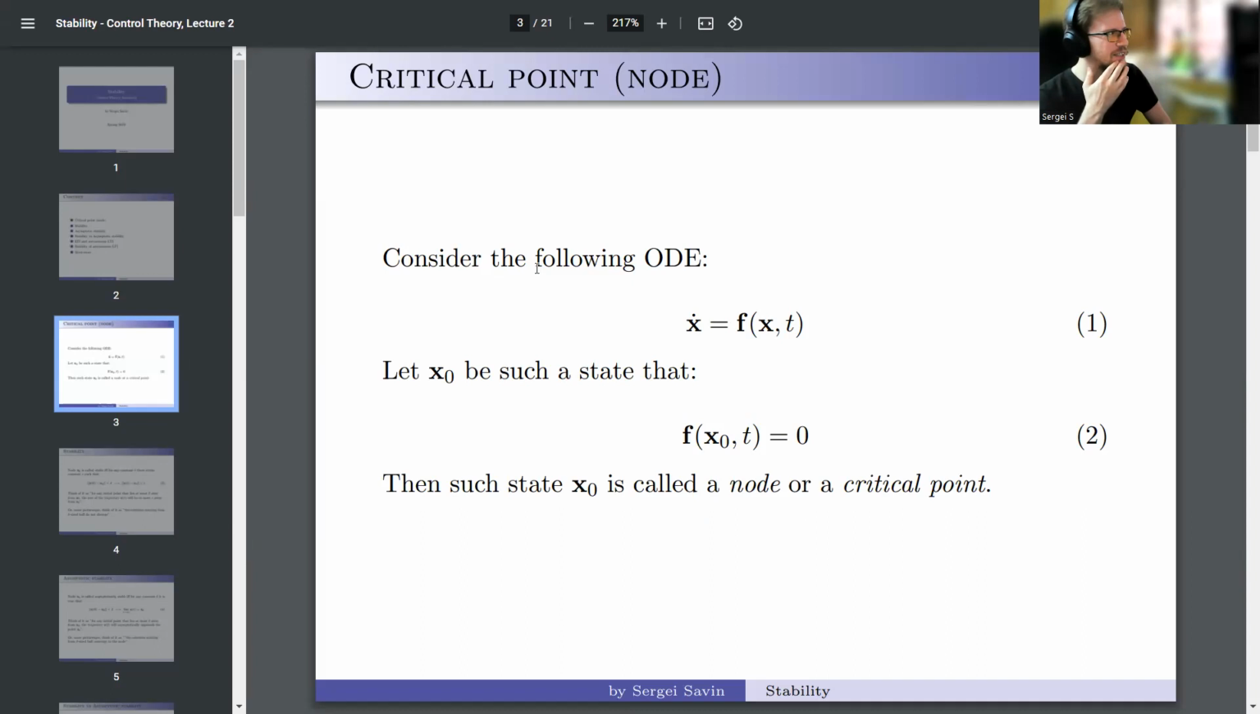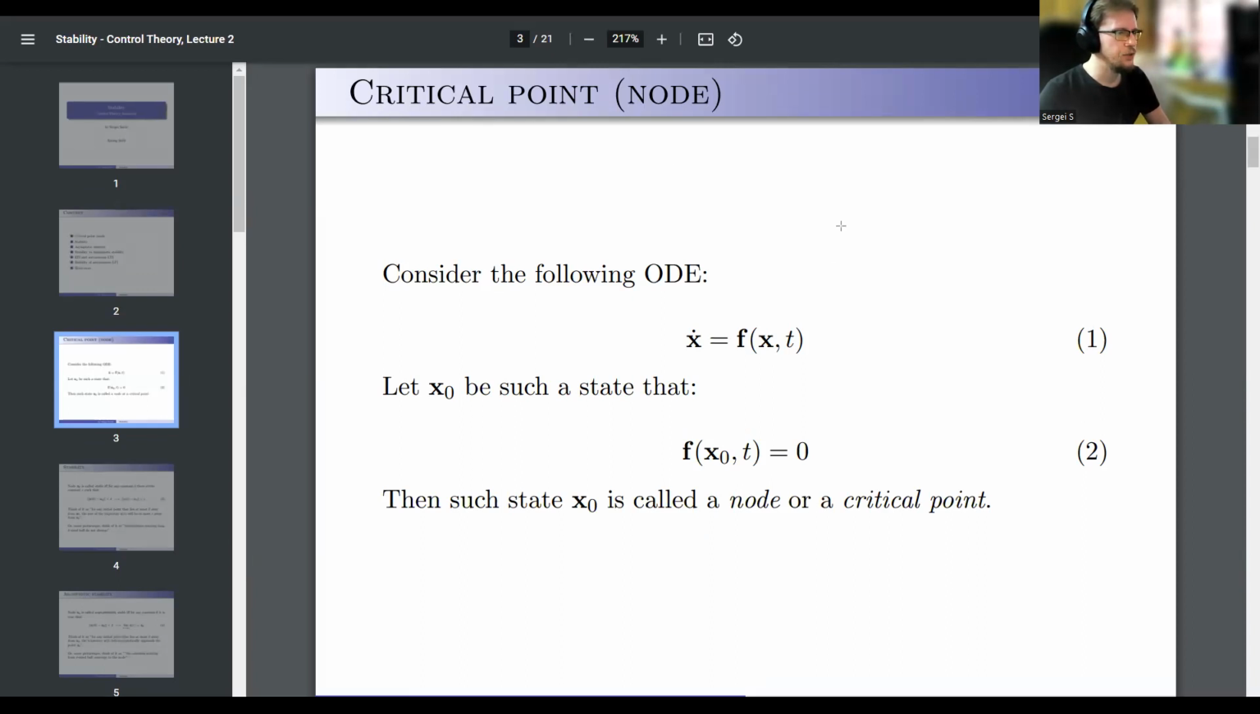Before we can discuss what stability is, we need to understand one concept again from differential equations, and that is the idea of a node. What is a node? Well, consider this differential equation. A first order differential equation, just for simplicity: x dot equals f of x and t.